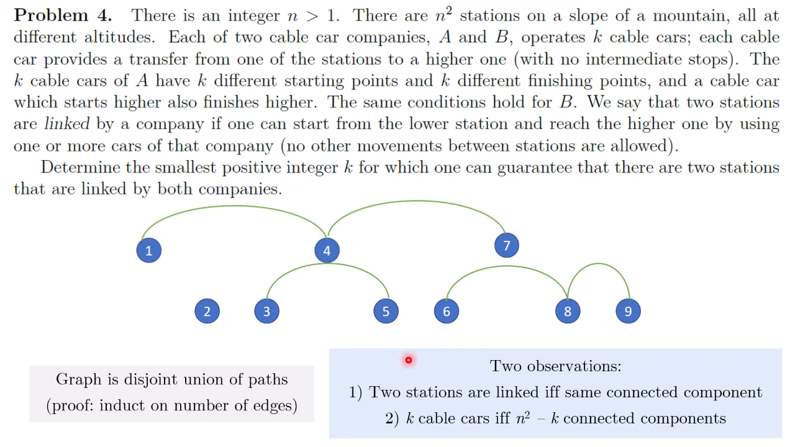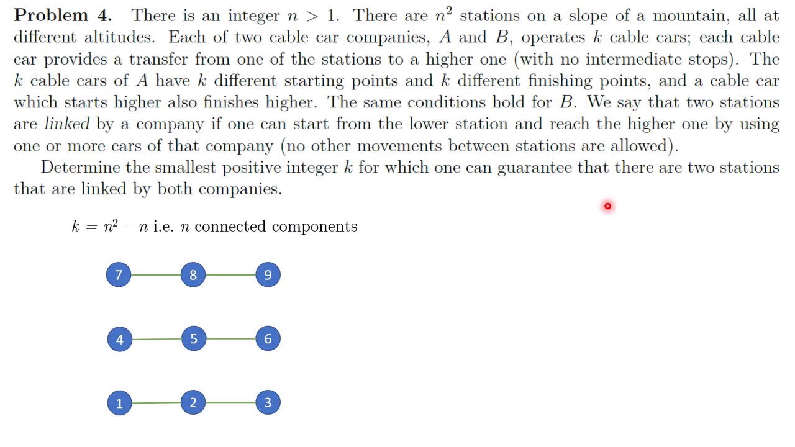With this important observation, there are two further observations. Firstly, two stations are linked if and only if they belong to the same connected component. Secondly, there are k cable cars if and only if there are n squared minus k connected components. This follows directly from graph theory. So let us see what happens if k equals n squared minus n, or in other words, there are n connected components.